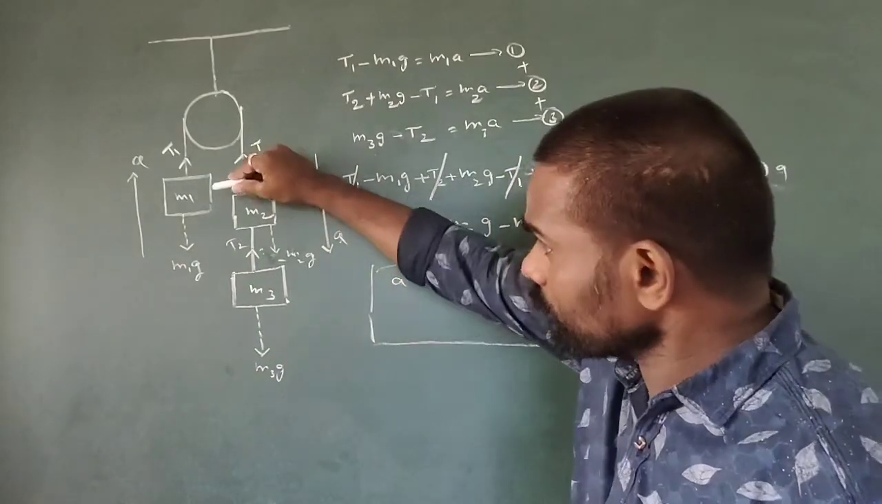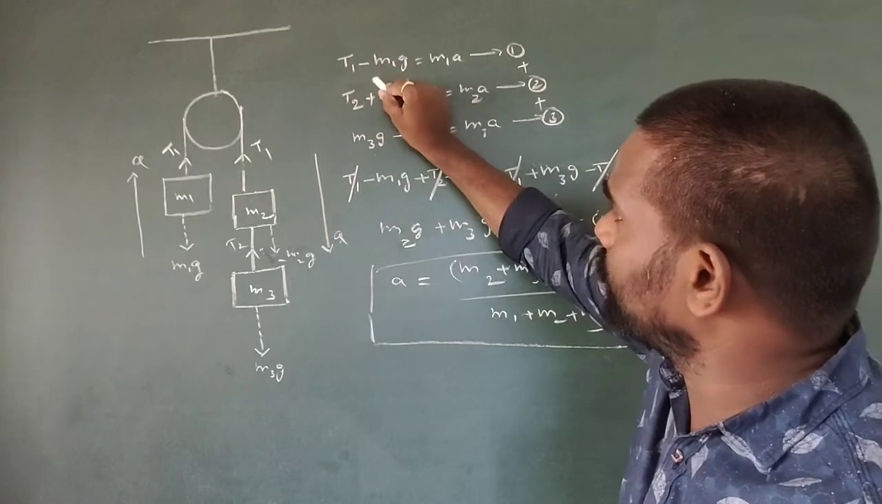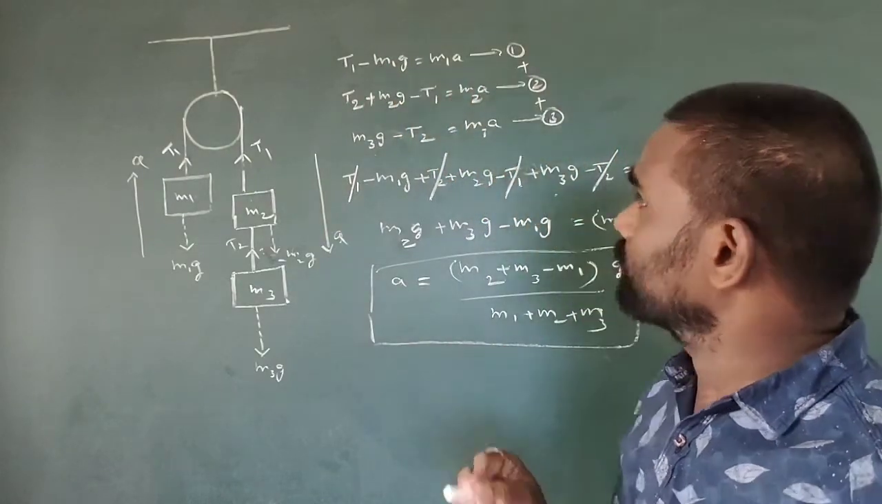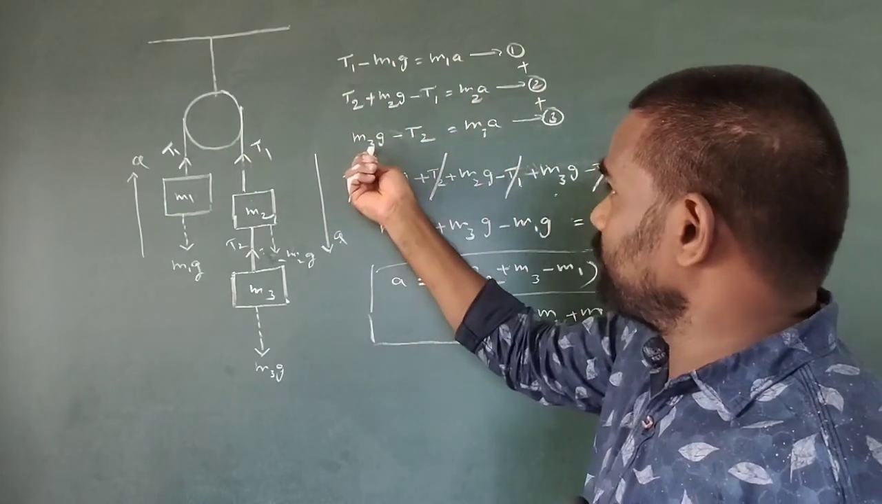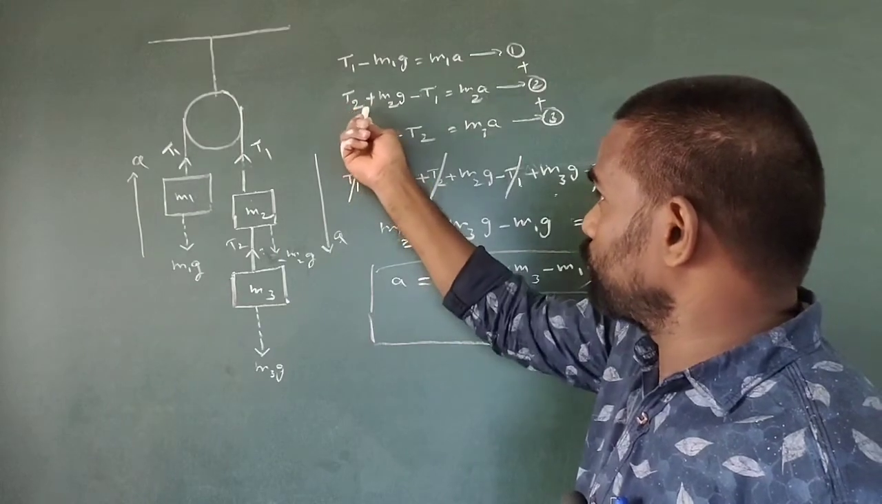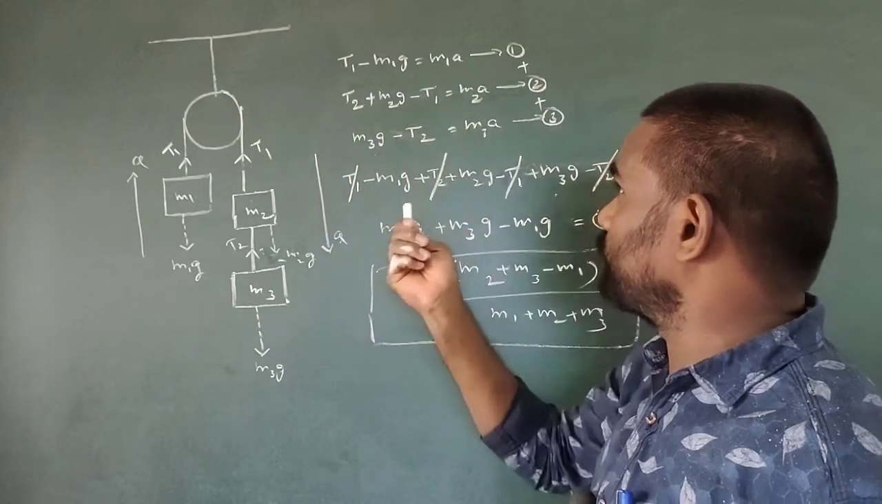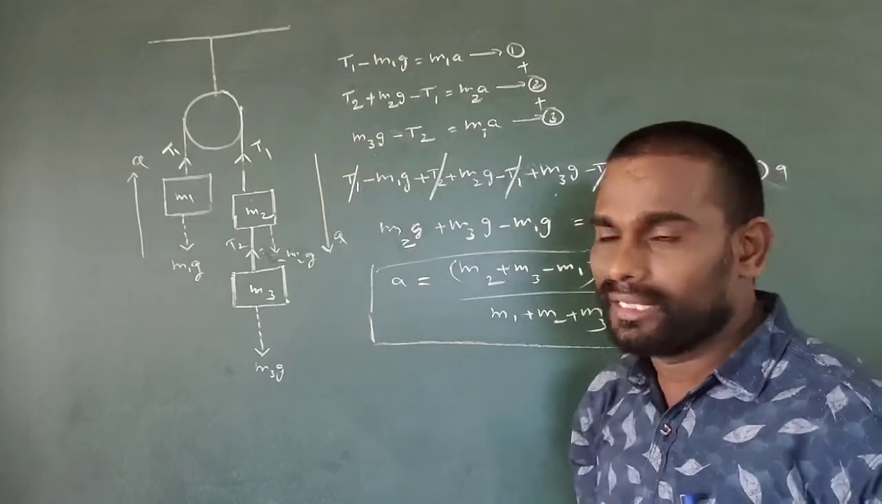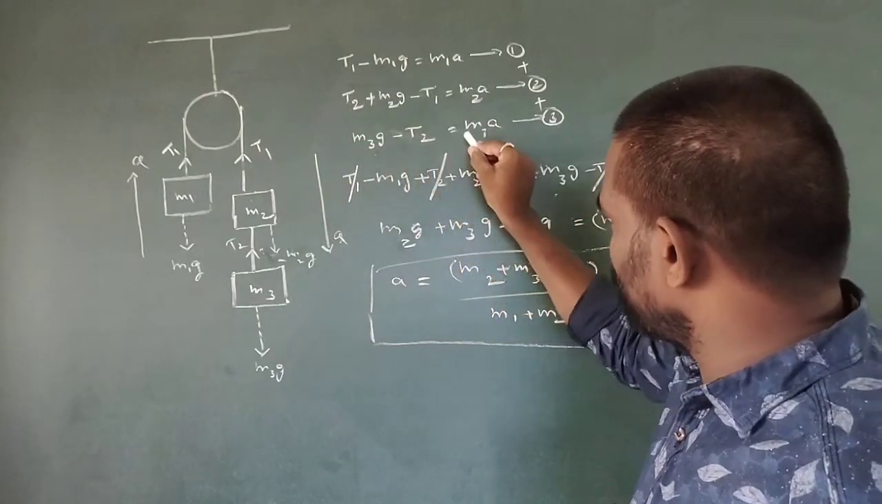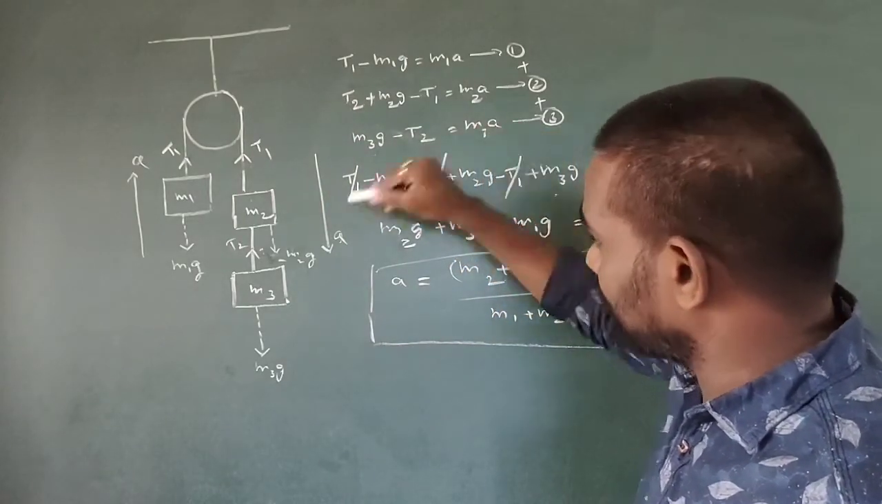First, the net force acting on the first body: T1 minus m1g is equal to m1a. That is equation number 1. Next, T2 plus m2g minus T1 is equal to m2a. That is the net force acting on the second body. And m3g minus T2 is equal to m3a. This is the net force acting on the third body.